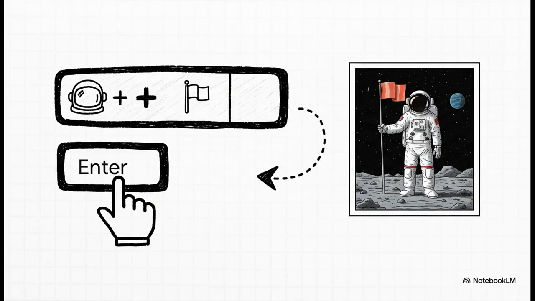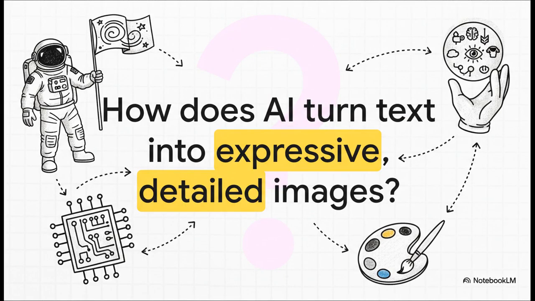So you know how it goes. It all starts with a simple prompt from you. You type in a few words, let's say, an astronaut holding a flag. You hit enter and boom, in just a few seconds, a super detailed image just appears out of nowhere. But what is actually happening in that short little moment?